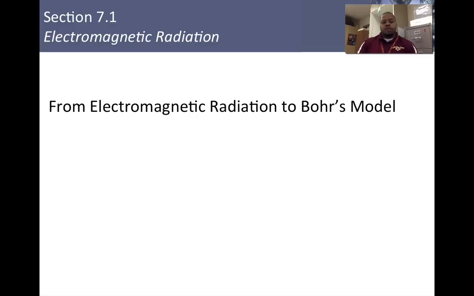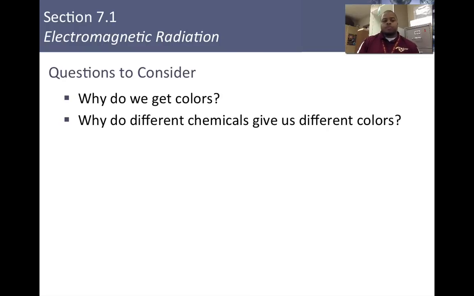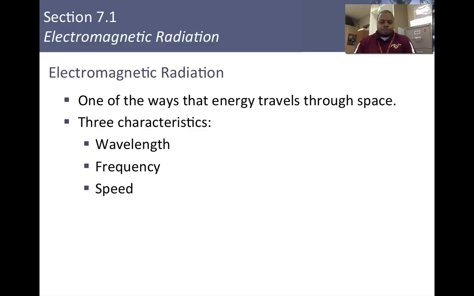Now, first part, from electromagnetic radiation to Bohr's model. As we look at the picture here, we notice that we have all these different color fireworks, and we enjoy seeing them every 4th of July and just whenever we get a chance to send these off. So, why do we get colors, and why do different chemicals give us colors? We're going to start off talking about light and how it behaves, and we're going to slowly move towards Bohr's model that'll help us to get a better picture of these answers.